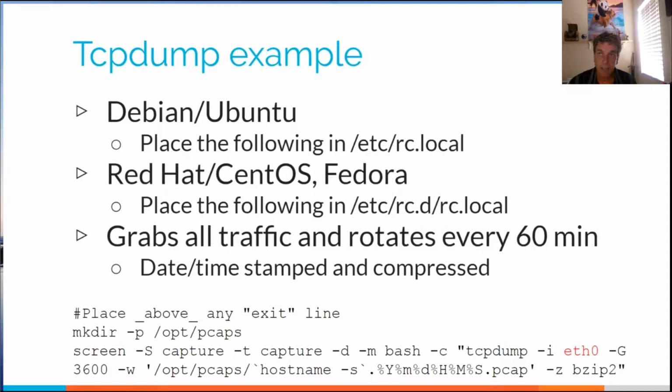And I gave you an example of it here. Depending upon whether you're on Debian or Red Hat or a variation thereof depends on which file you put this information in. But if you look down at the bottom, we've got a pound sign. So this is just a comment that says place above any exit lines. If this shows up after exit, it isn't going to do anything for you.